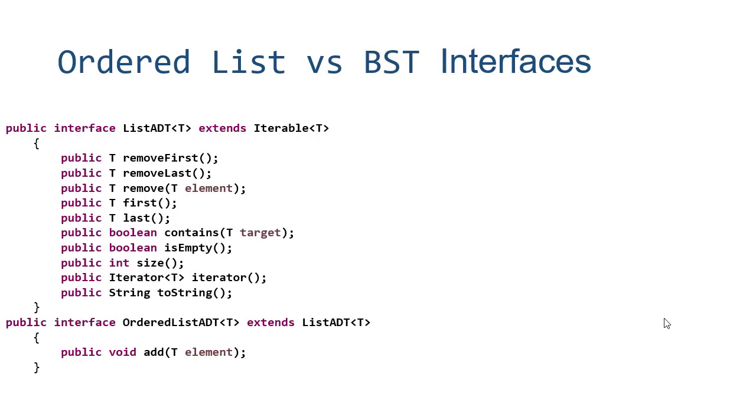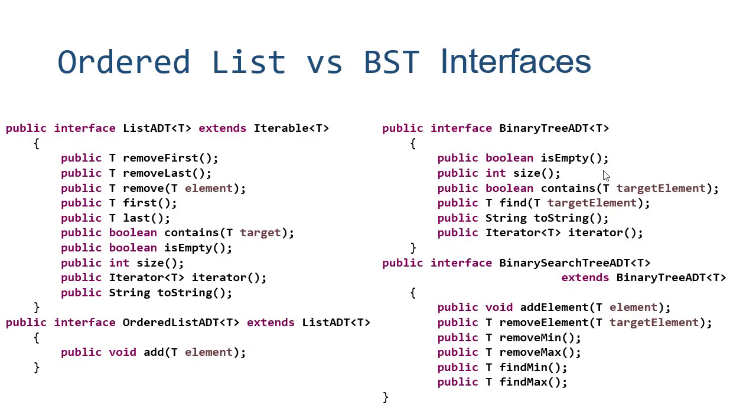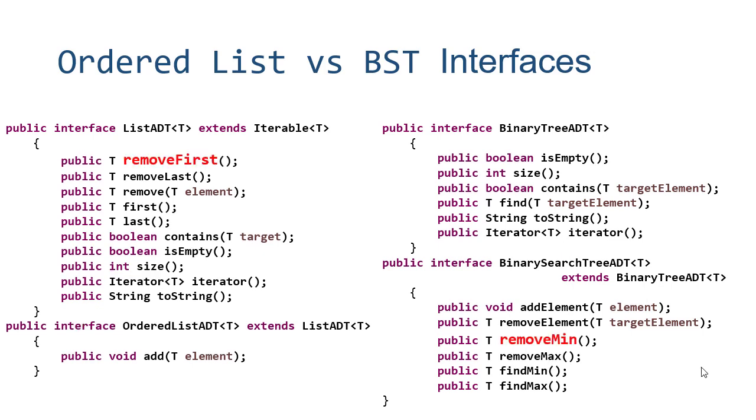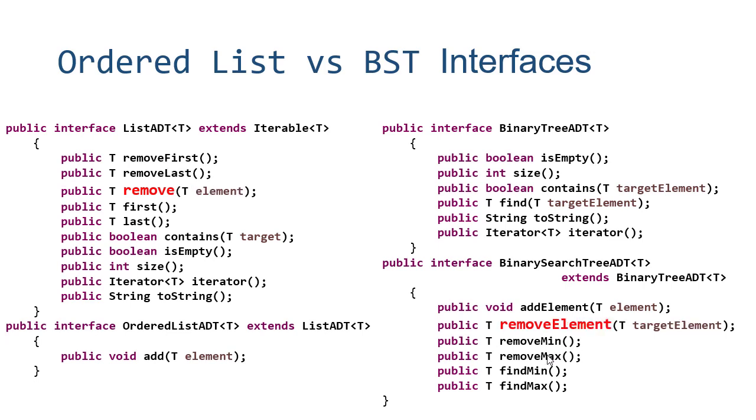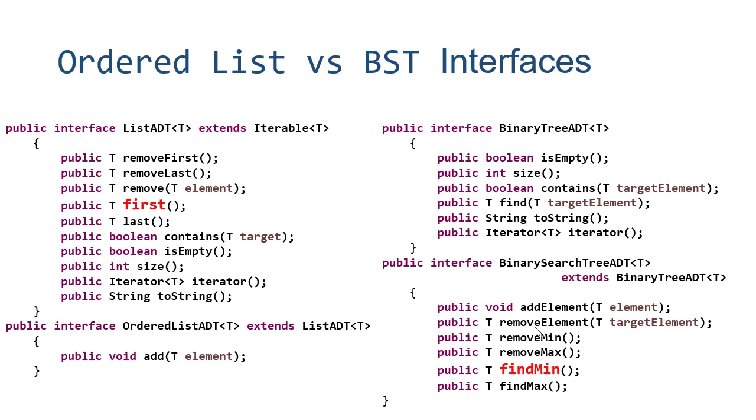So here's our list interface. Here's our binary search tree interface, which extends binary tree. Now, I did take some of the methods out so that everything would fit on one screen here, but notice the similarities. They both have a method that will remove the smallest element. Remove first in a list is the same as remove min in the binary search tree. We will still remove the smallest element. Remove last or remove max both remove the largest element. Remove and remove element both remove a specific element. First and last and find min and find max return the smallest or largest elements in the data structure.